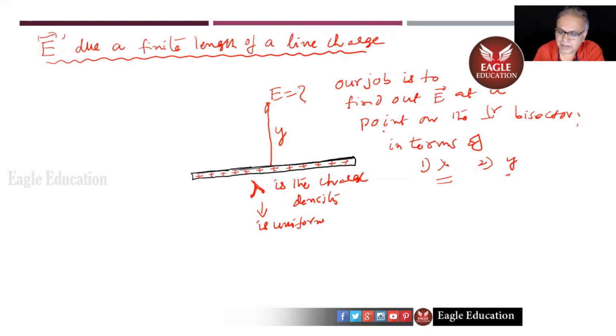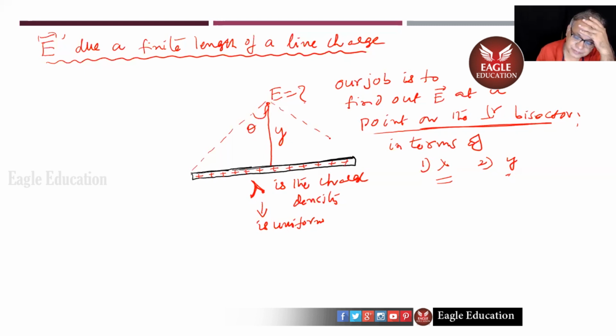But remember, this is on the perpendicular bisector. No, let me tell you, I'll give you two more variables here. This is theta, this is theta. Okay, 3 theta.